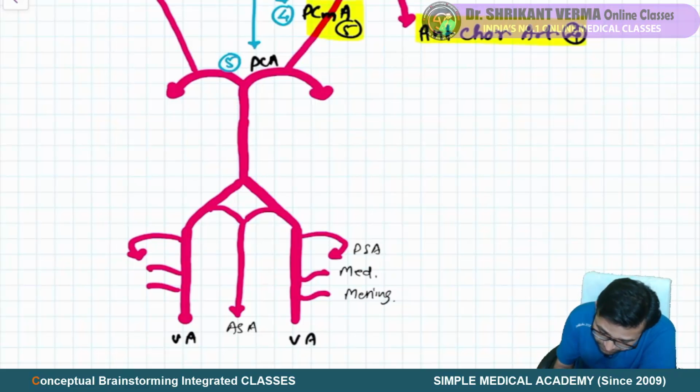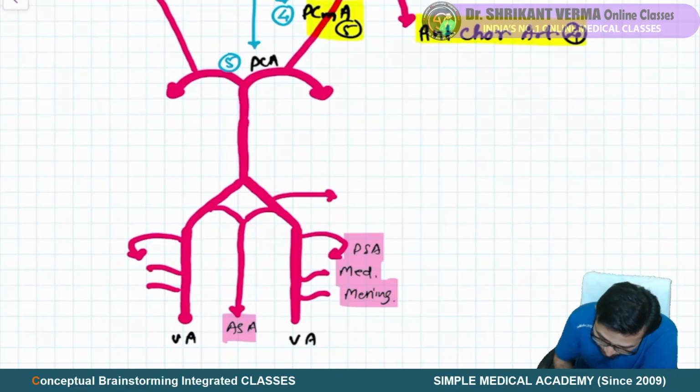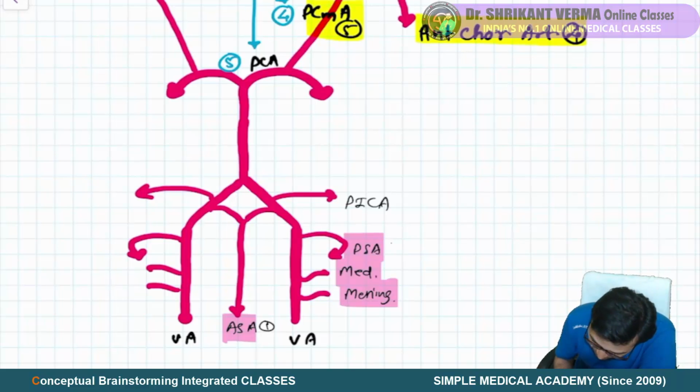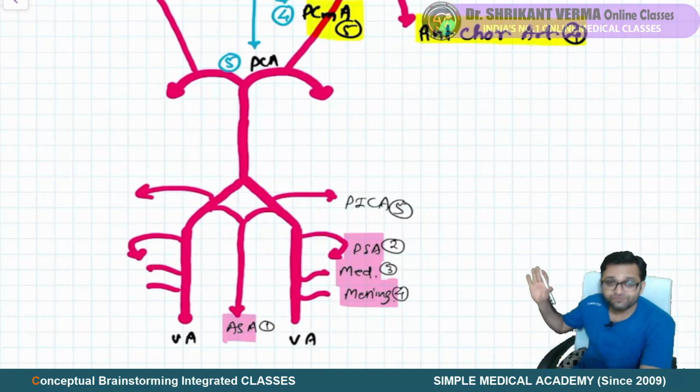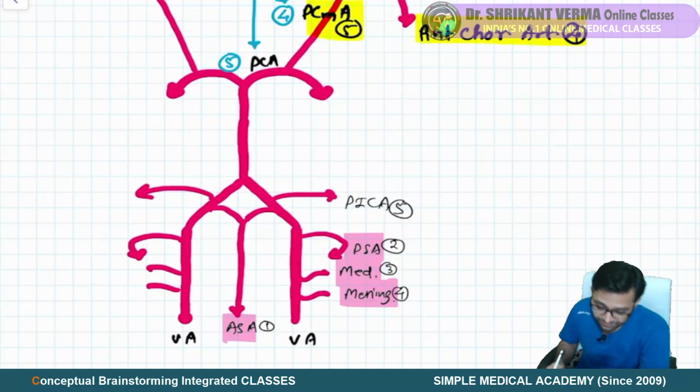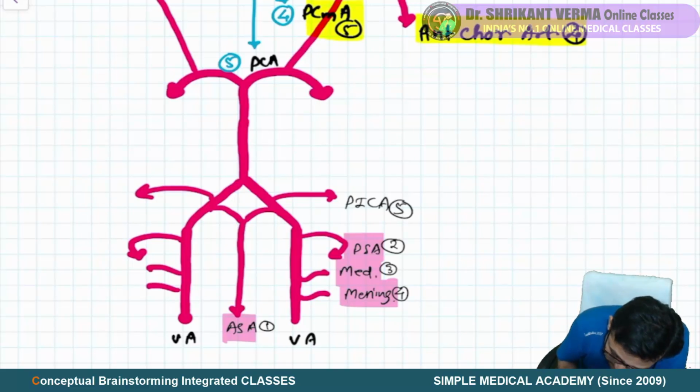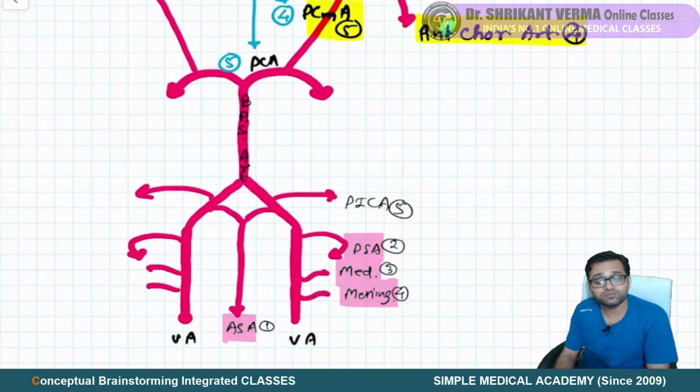Okay, so you can recall 1, 2, 3, 4, and which artery is the fifth artery? Very important, PICA artery, our posterior inferior cerebellar artery. So 1, 2, 3, 4, 5, again 5 branches of our vertebral artery. Then here is our basilar artery. Yes sir, this is the basilar artery. What are the different branches of the basilar artery?